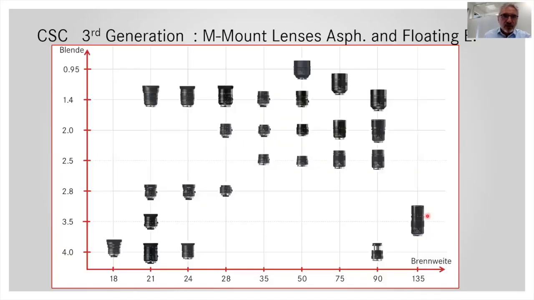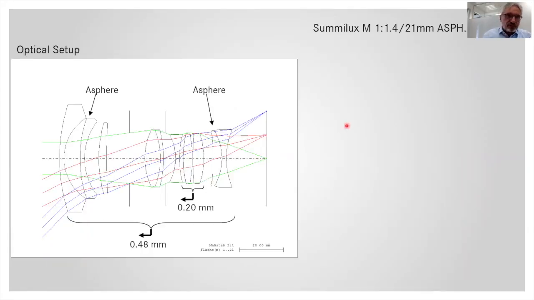So, today we have third generation M-mount lenses with aspheres and floating elements, indicated like here. So these are the latest lenses. This is the 90 1.5, the Noctilux 75, and so forth. And let's take an example, the 21 millimeter, and the performance of that.